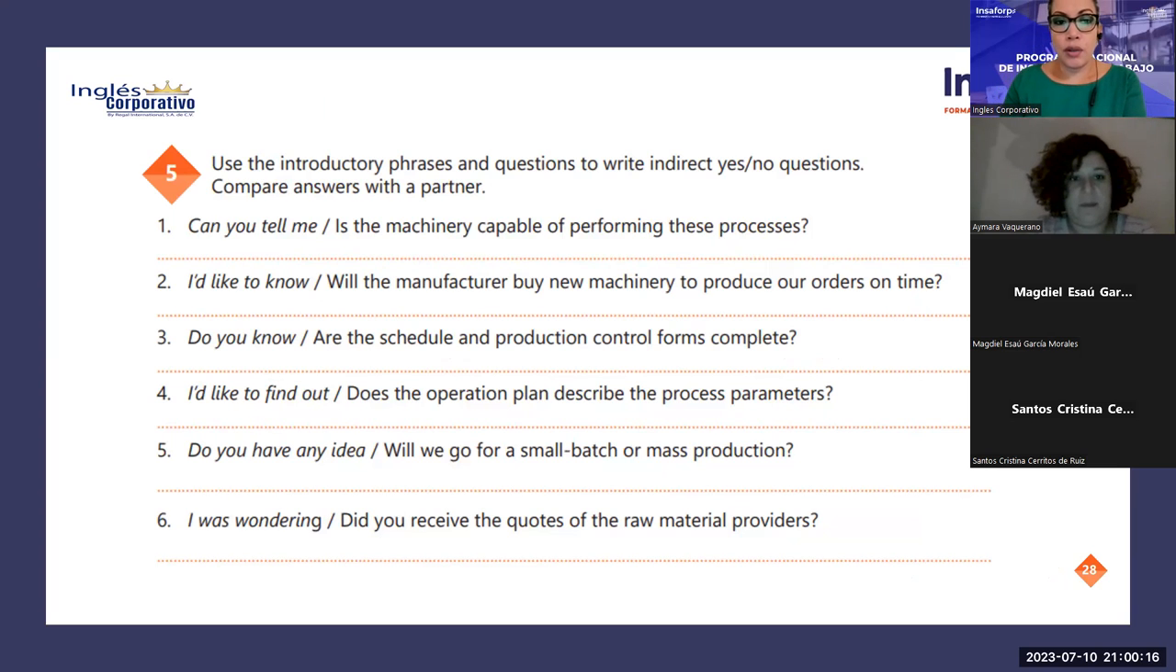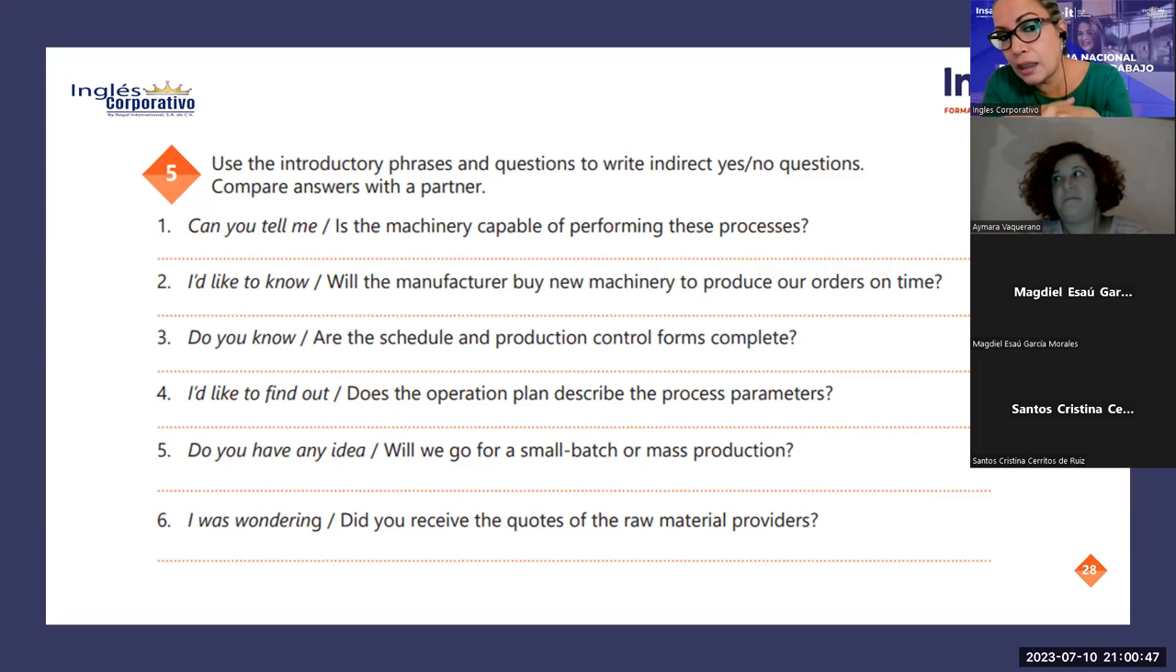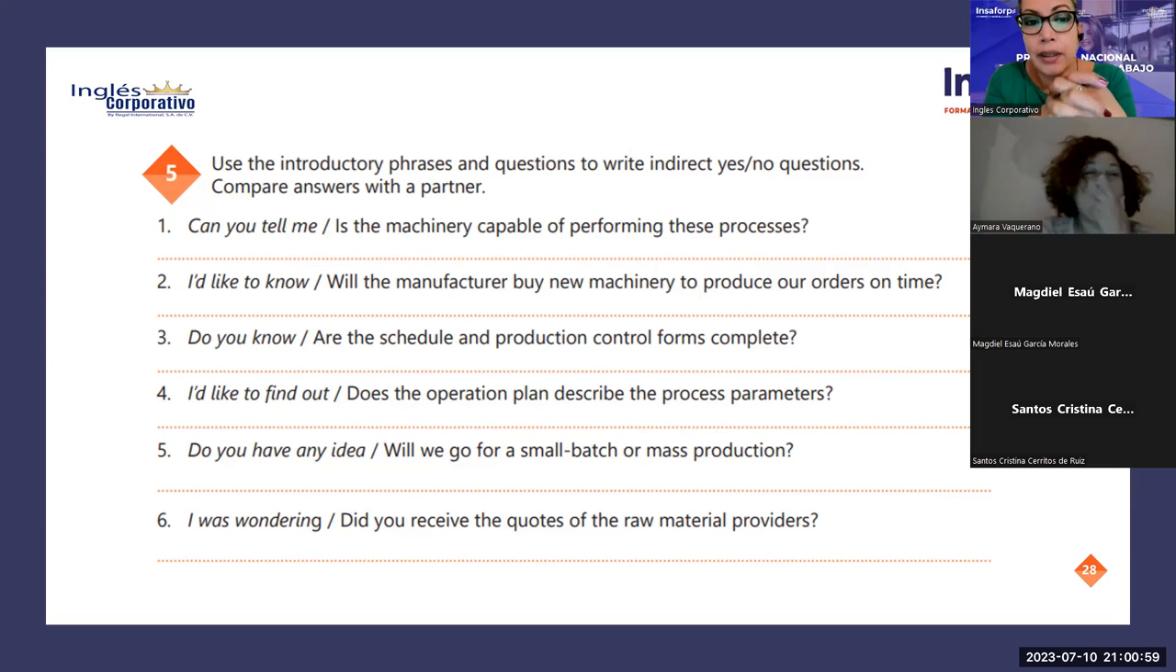Ahora, use the introductory phrases and the questions to write indirect yes/no questions and compare answers with a partner. Vamos a utilizar la frase introductoria que está ahí, por ejemplo, can you tell me? Is the machinery capable of performing these processes? Si lo pasamos a indirecto, nos quedaría, can you tell me if, en vez de is, vamos a poner if the machinery is capable of performing this process. Y así nos quedaría en indirecto. Without question mark. Ahí sí llevaría, porque estamos introduciéndolo con una question word.